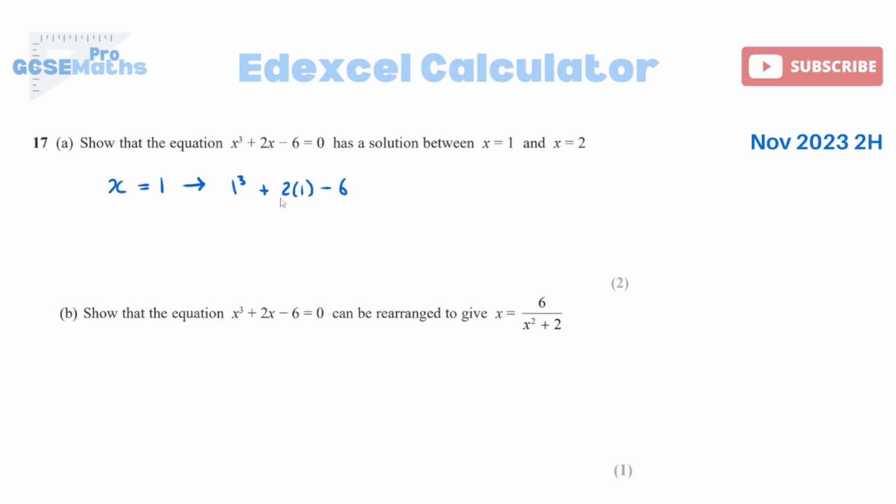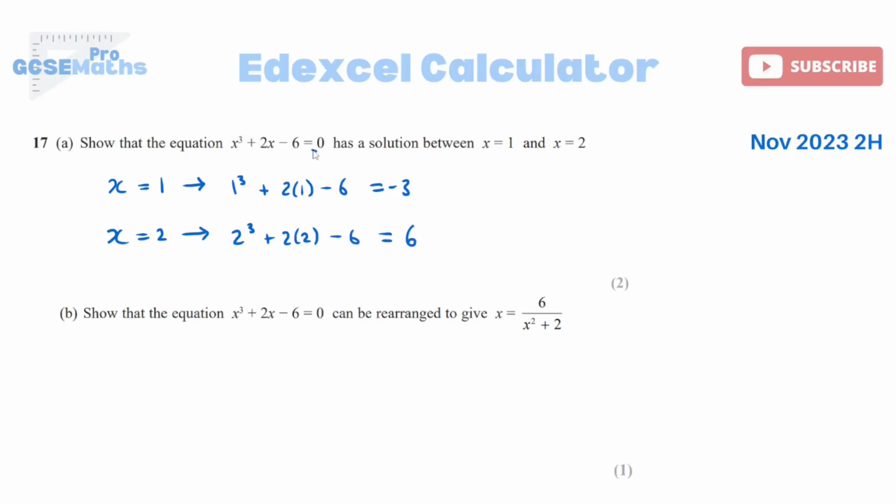It's not going to be equal to 0, but just to work out. You can obviously put it in your calculator, but also you could work it out yourself. We've got basically 1 plus 2, which is 3, minus 6 is minus 3. Then do the same for x being 2. So 2 cubed is 8, plus 2 times 2, which is 4, so that's 12, minus 6 is 6.